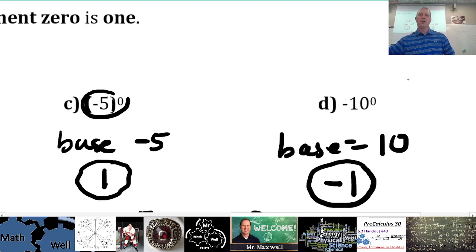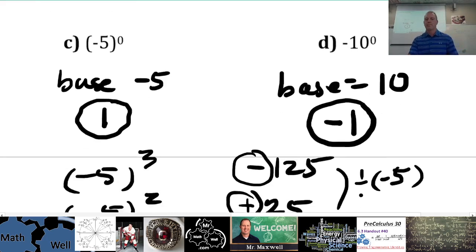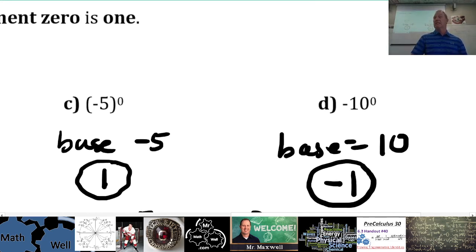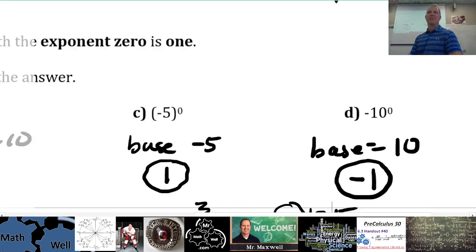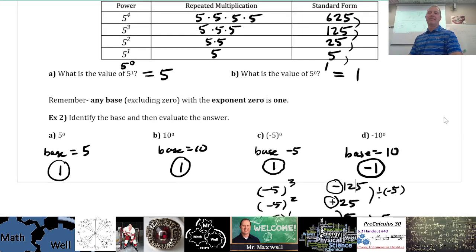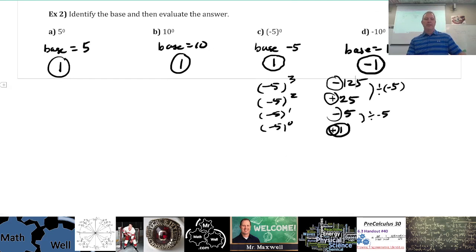I'll let you take another look at that. You see the difference there. Okay, that negative sign is outside of the base. It's not included in the base. Okay, any questions about that? Well, everybody's okay? All right.